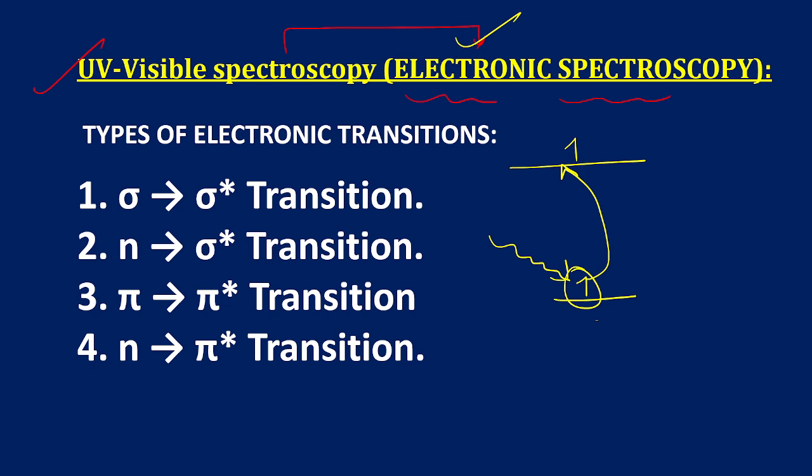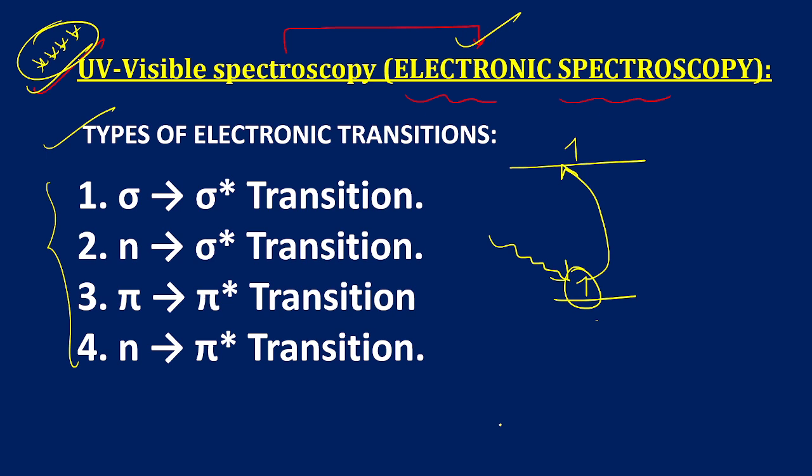Okay, so that's why it is called electronic spectroscopy. See, there are 4 different types of electronic transitions we have. By the absorption of light, the electrons will transit. Electrons will jump from ground level to excited level in 4 ways. That is sigma. It is very important for mid examinations as well as for the main examination. It is most important for us.